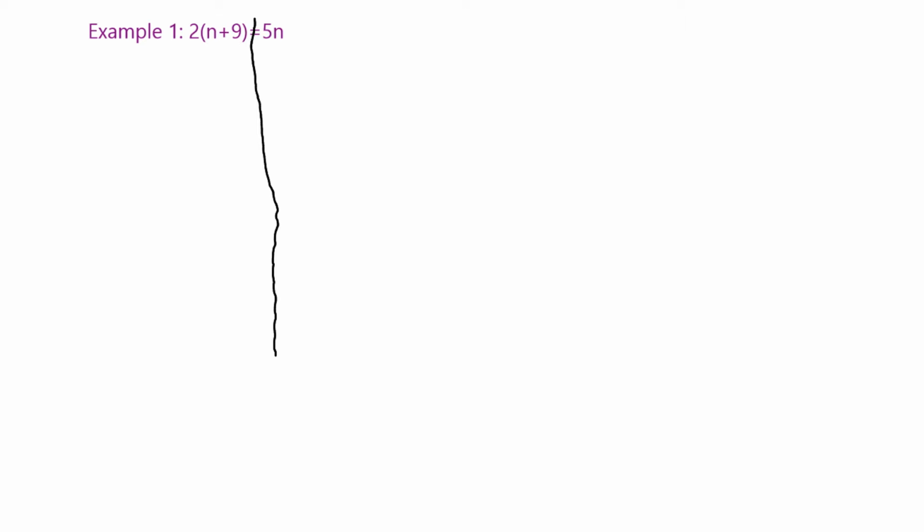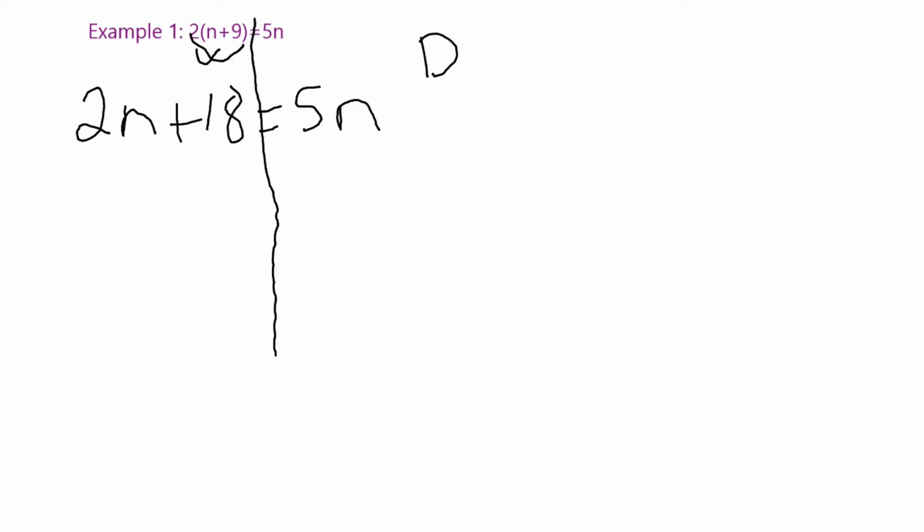So the first thing I need to do is the distributive property. So 2 times n is 2n, and 2 times positive 9 is a positive 18, equaling 5n. The property I just used is distributive property.